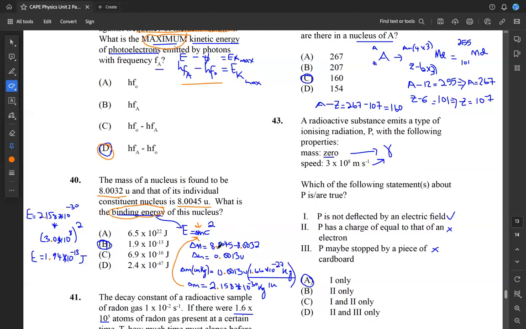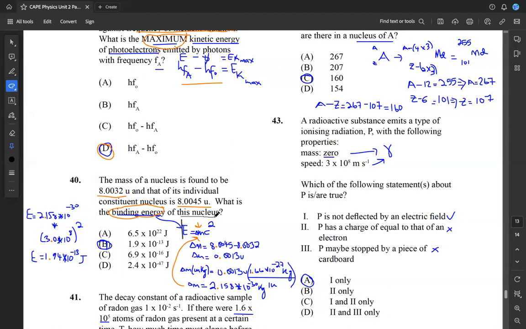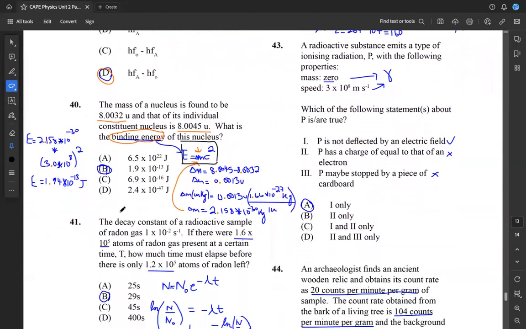We have to go through this calculation, but the key thing is knowing that you can relate the delta M, the change in mass or the mass defect, to energy using this Einstein equation. So make sure that you're comfortable with this relativity equation, right? This is the key thing here. All right, so let's move on to question 41.